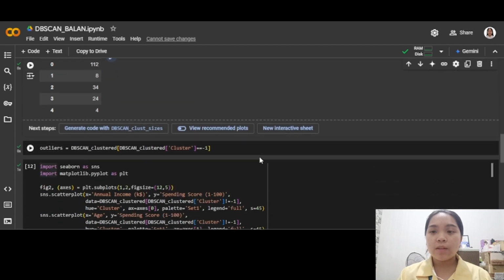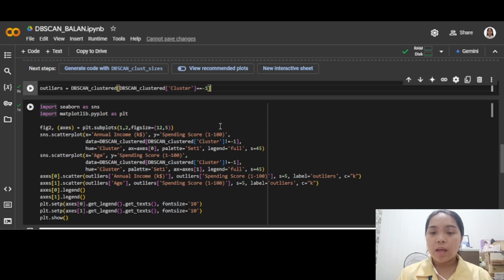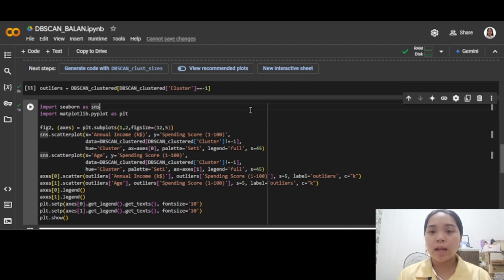So the next line of code is for identifying outliers. So outliers are identified as those points that do not belong to any cluster. So this line of code filters the data to identify and store all the points that DBSCAN has classified as outliers based on their cluster assignment of -1. And lastly, for the important part, visualizing the clusters. So this segment visualizes the clusters using scatter plots.